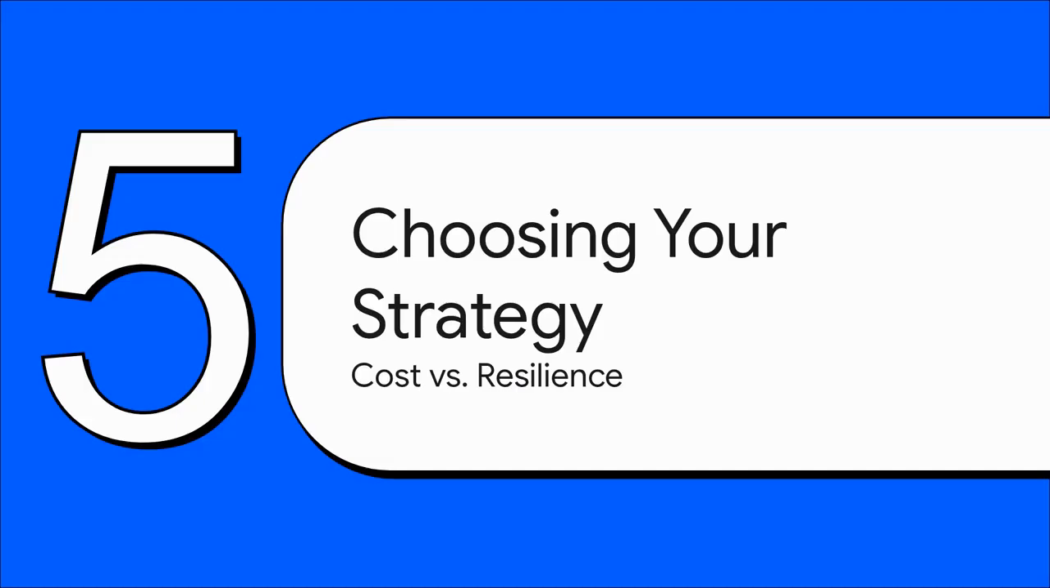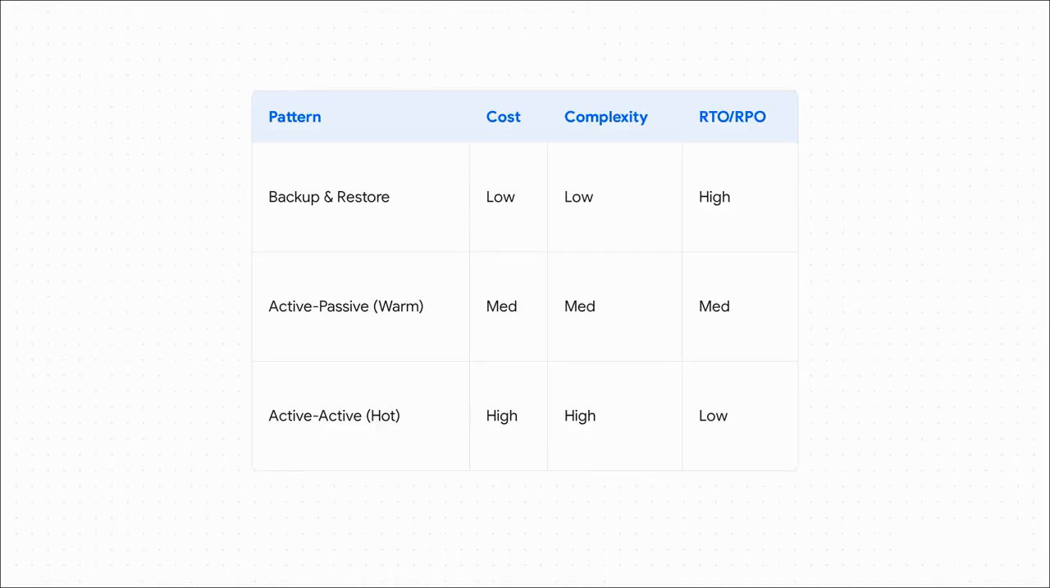We've seen the concepts. We've walked through a real example. Now comes the most important part. How do you actually pick the right strategy for you from all of these options? This decision matrix right here is your key takeaway. Seriously, this one slide lays it all out.